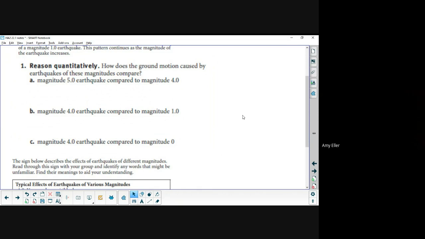James, how does a 5 earthquake compare to a 4? You got a 5 is 10 times more than a 4. So see what you can do with B and C.